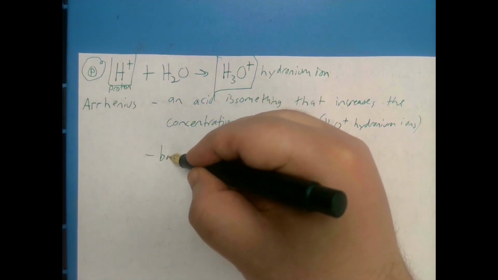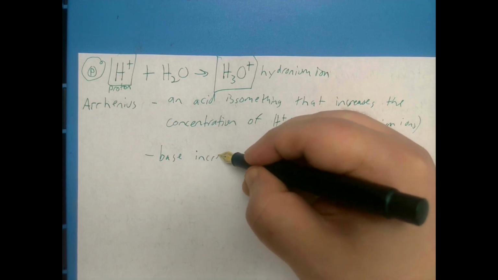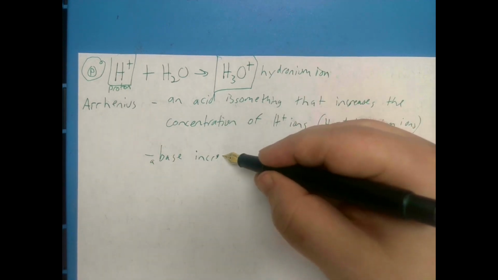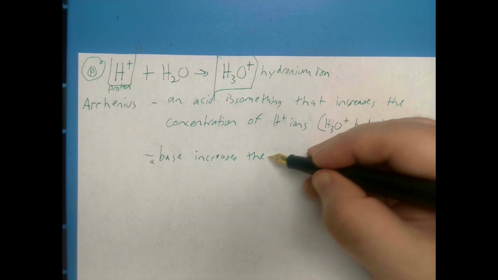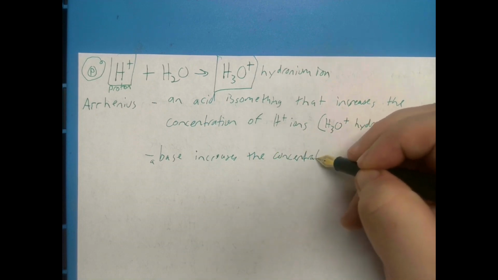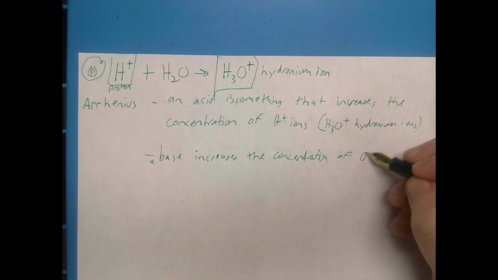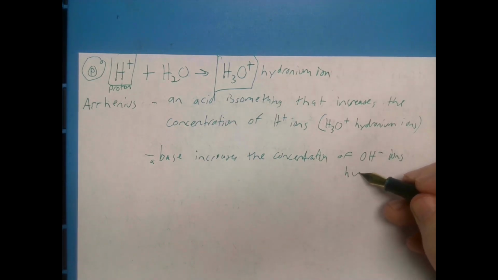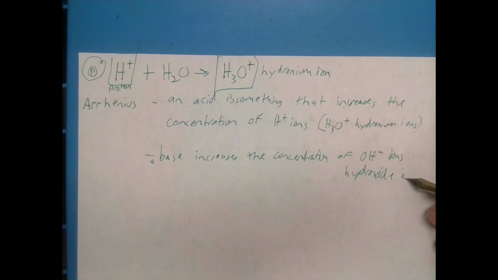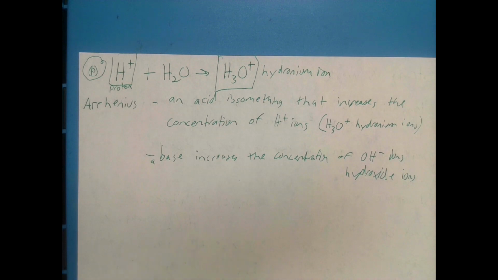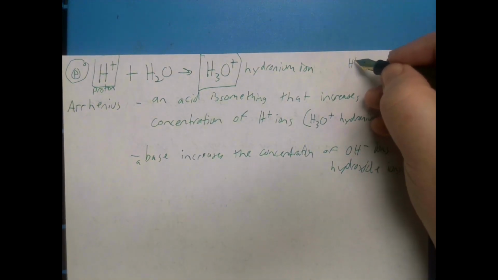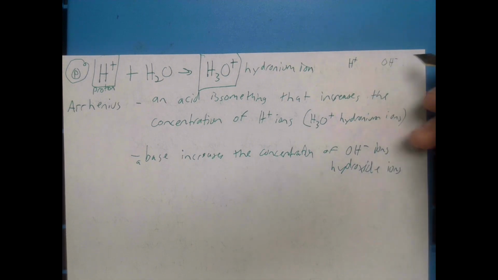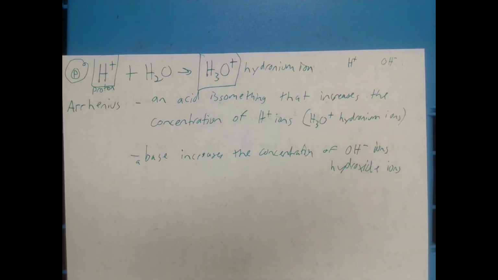And his definition of a base increases the concentration of OH- ions, so hydroxide ions. And this is the strictest definition of an acid and a base. It means it has to have H+ ions and it has to have OH- ions to be an acid or a base.